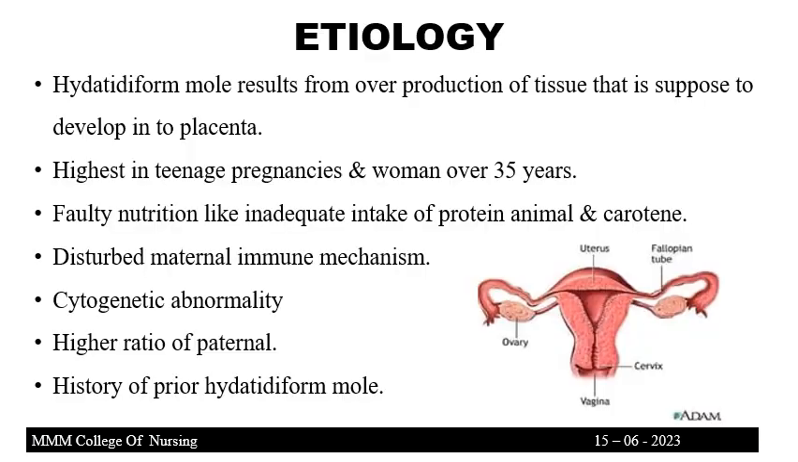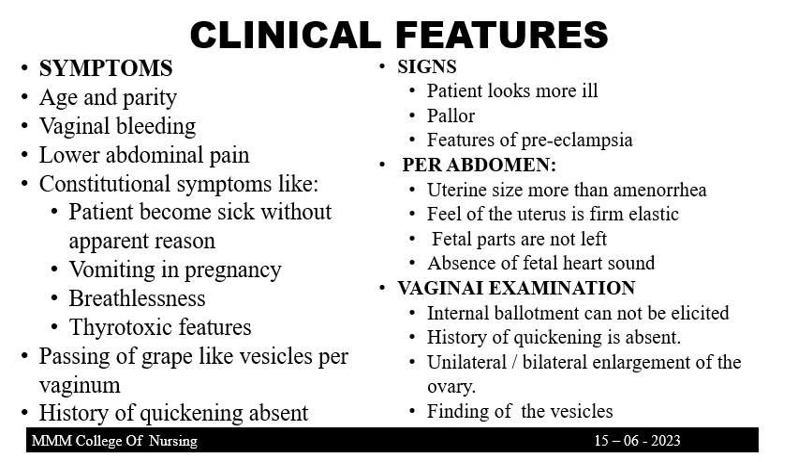Next, we'll go to the etiology. Hydatidiform mole results from overproduction of tissue that is supposed to develop into placenta. Highest in teenage pregnancies and women over 35 years. Faulty nutrition, which we already saw in the incidence and prevalence, like inadequate intake of protein, animal fat and keratin. Disturbed maternal immune mechanism, cytogenetic abnormality, higher ratio of paternal chromosomes, history of prior hydatidiform mole. So these are the reasons for hydatidiform mole to occur in a gestation.